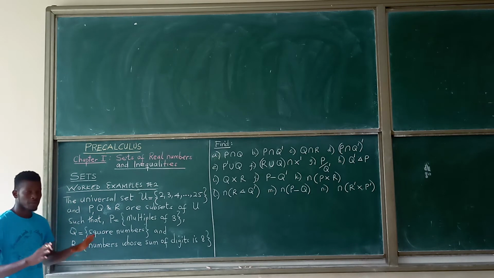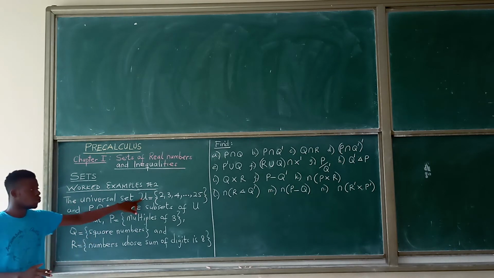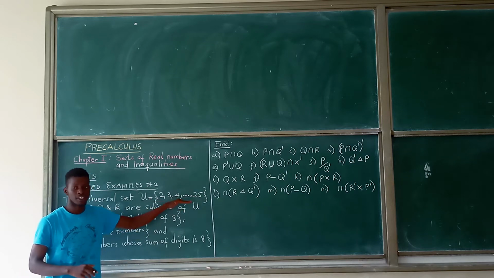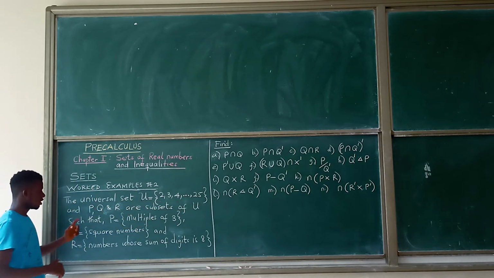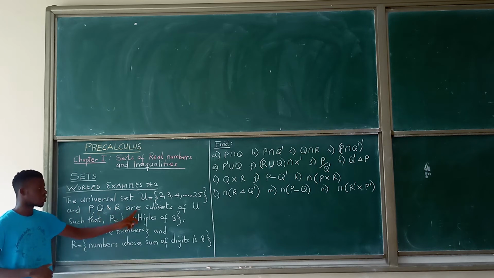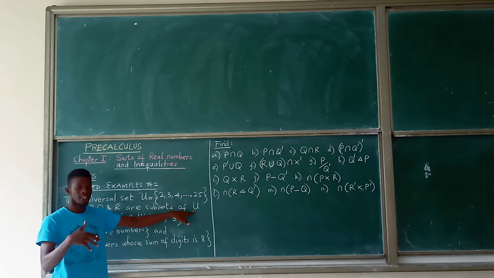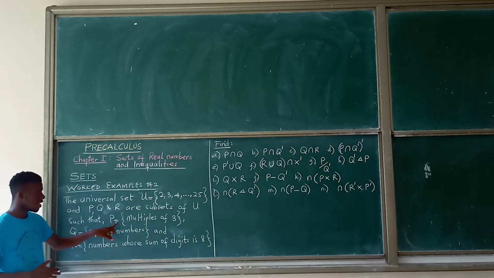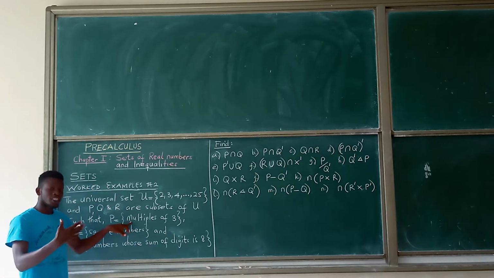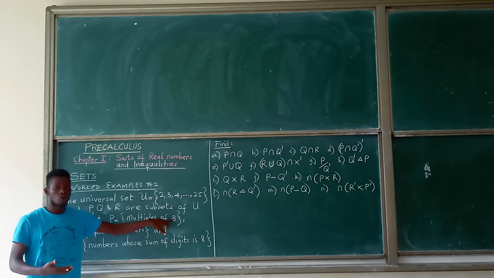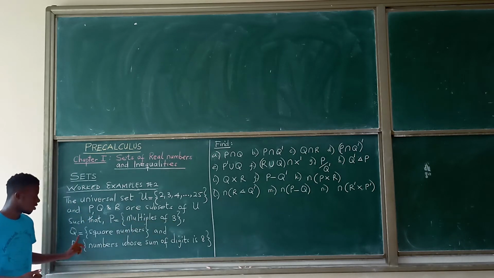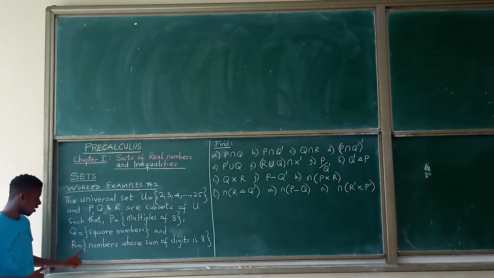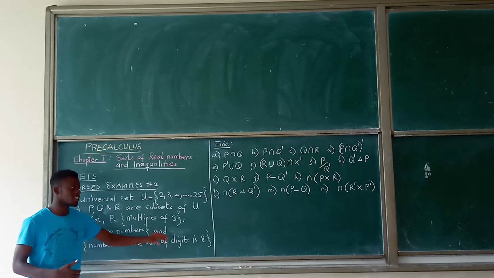Let's look at this question. The question reads, the universal set U, which is 2, 4, 6, 25. This is a pattern that the numbers are arranged in. And P, Q, and R are subsets of U, meaning they are formed within the universal set, such that P is a set that includes multiples of 3, Q are square numbers, and R are numbers whose sum of digits is 8.